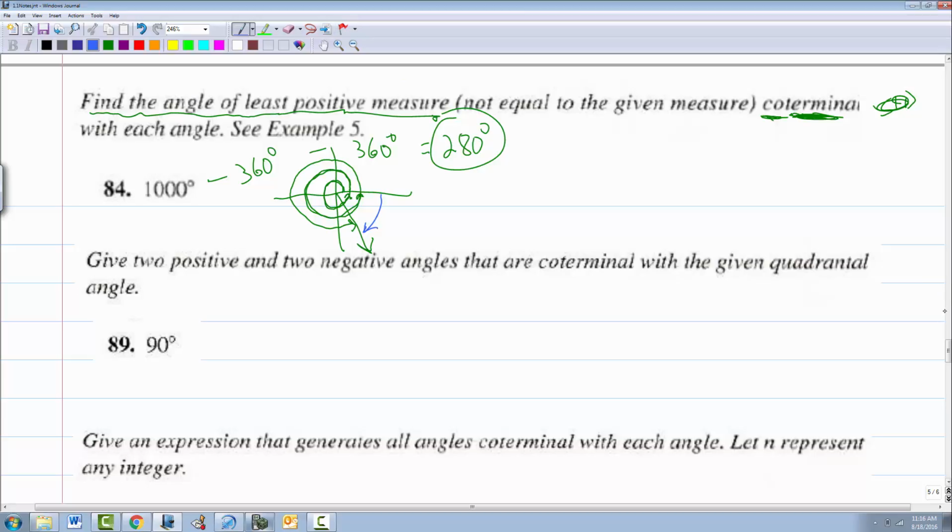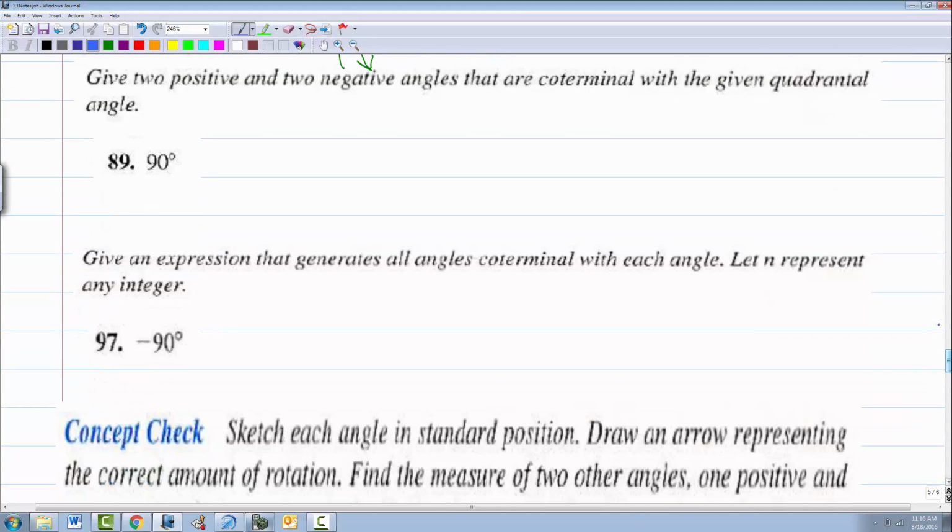Give two positive and two negative angle measures that are same terminal side, that are coterminal to 90. Well, the first thing is maybe draw 90. There's 90 degrees.